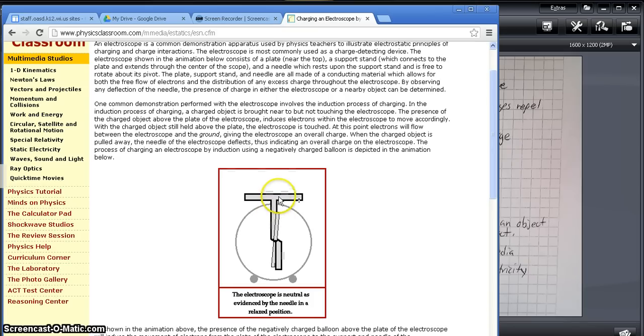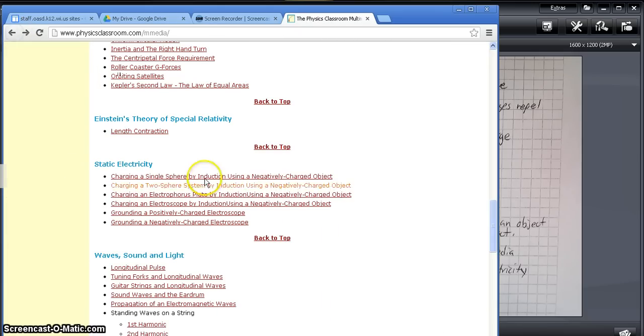So here it comes again. Okay, it's neutral right now. You bring a negative charge to it that draws all the positive charges up. The negative charges stay down here. This person touches it, removes the electrons. All the positive charge remains. And then as soon as they draw the negative charge away, all the positive charges spread out, and now this piece and the other pieces will repel each other. Okay, so that's an electroscope.